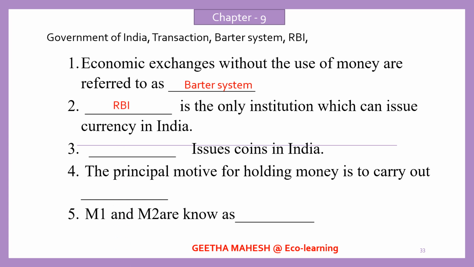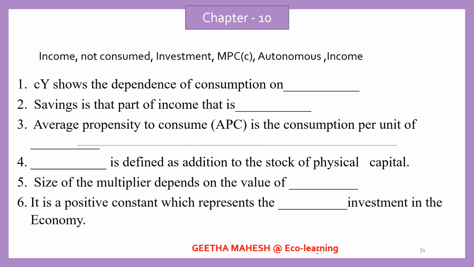RBI is the only institution which can issue currencies in India. Government of India issues coin in India. The principal motive for holding money is to carry out transaction. M1 and M2 are known as narrow money. CY shows the dependence of consumption on income. Saving is that part of income that is not consumed.